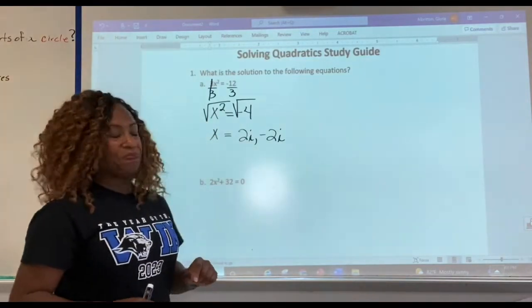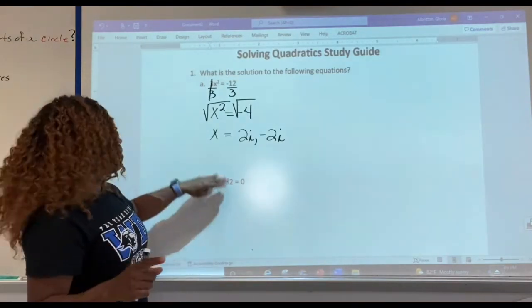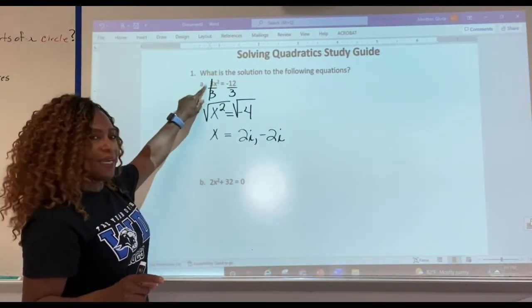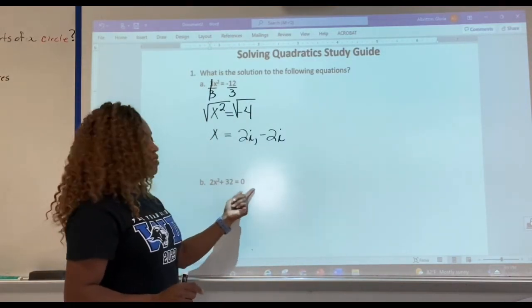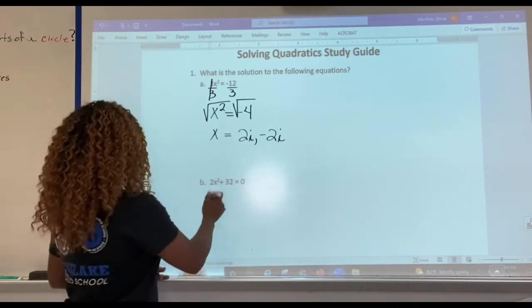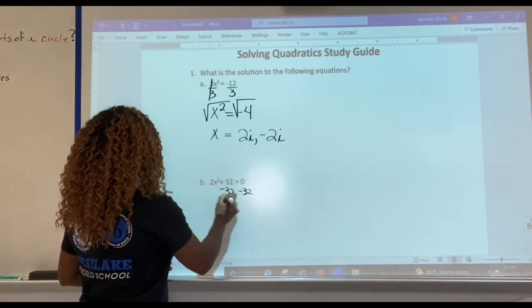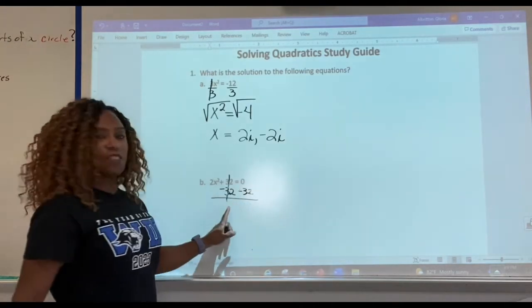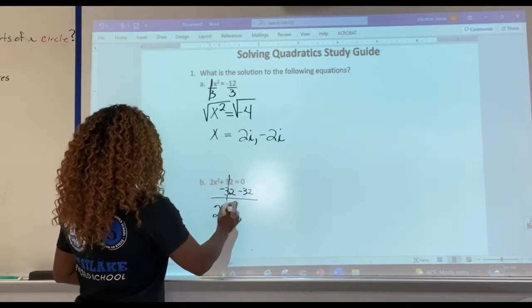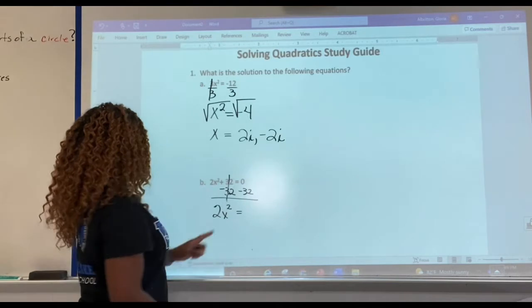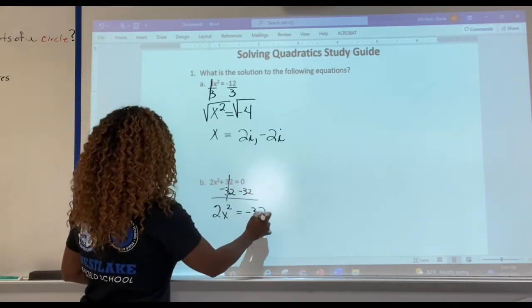Let's take a look at B. Now for this one, I can still use the square root method, even though it doesn't look exactly like that, but I can put it in that format. How can I do that? I can move this constant over to the other side of the equal sign, and I'm going to do that by subtracting 32 from both sides. Because what it does is it eliminates it from being on the left-hand side. So I bring down what's left, 2x squared equals 0 minus this 32 is minus 32, or negative 32.